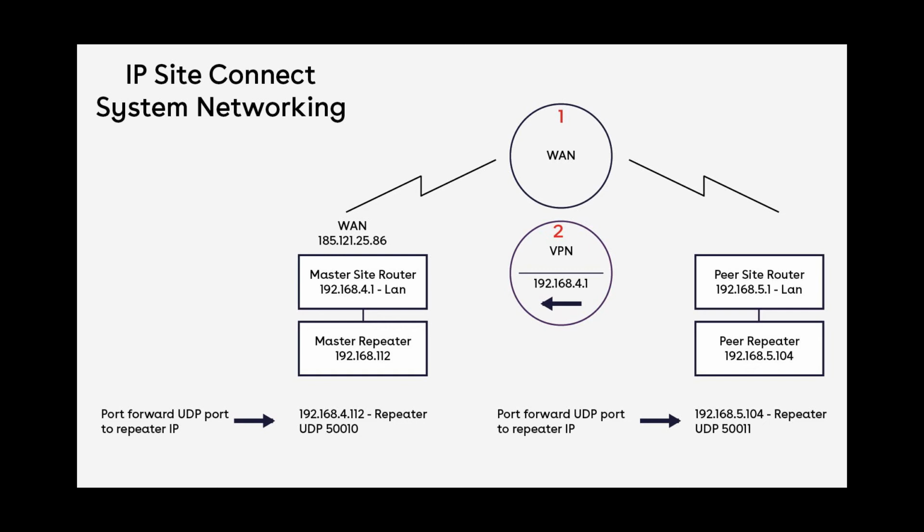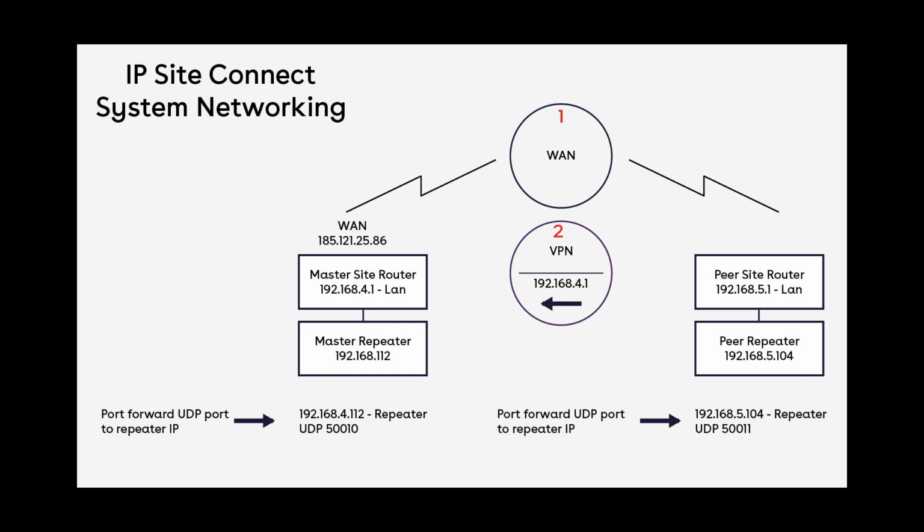And if you follow this procedure, you will reference in your peer repeater this WAN IP address as the master's IP address. But this isn't actually the master repeater's IP address. This is just your public address of your site router. And if you do it this way, you will have to do some port forwarding. And why do you have to do that? It's because once the traffic arrives at the router, the site router needs to know what to do with that traffic.